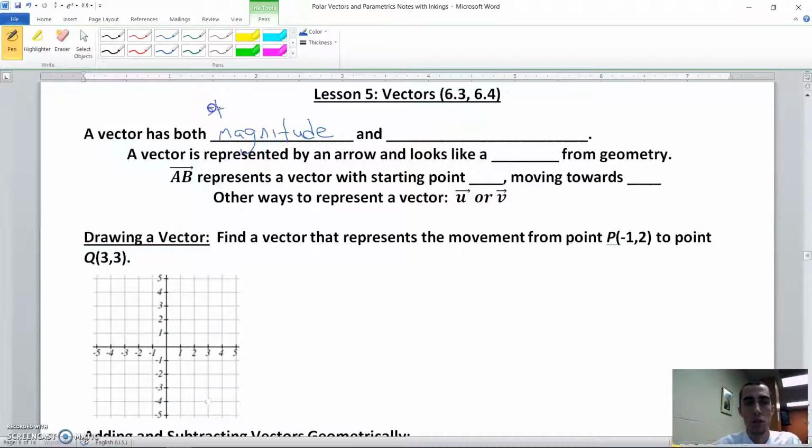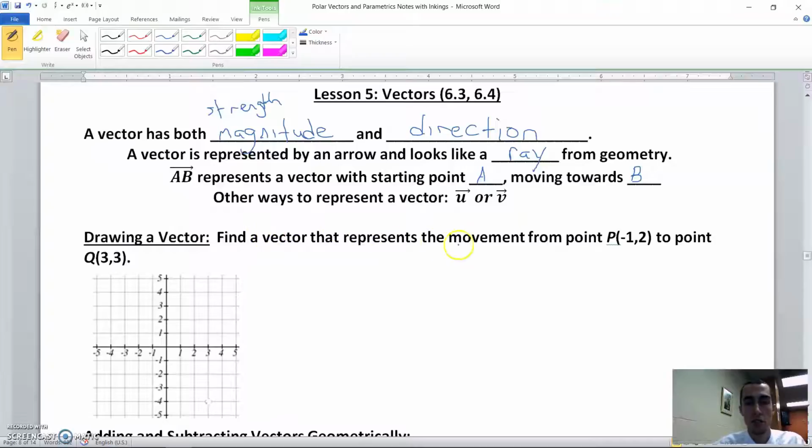or strength, and direction. A vector is represented by an arrow and looks like a ray from geometry. So this symbol represents a vector that has a starting point at A and moving towards this point B. So that's how we express direction. The starting point and then ending point. So you could also just give a vector a single letter for a name, like U or V, instead of naming the starting and ending point underneath that arrow.